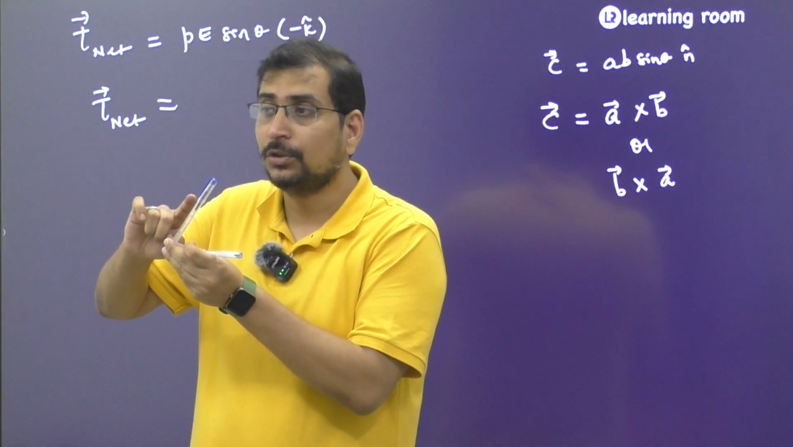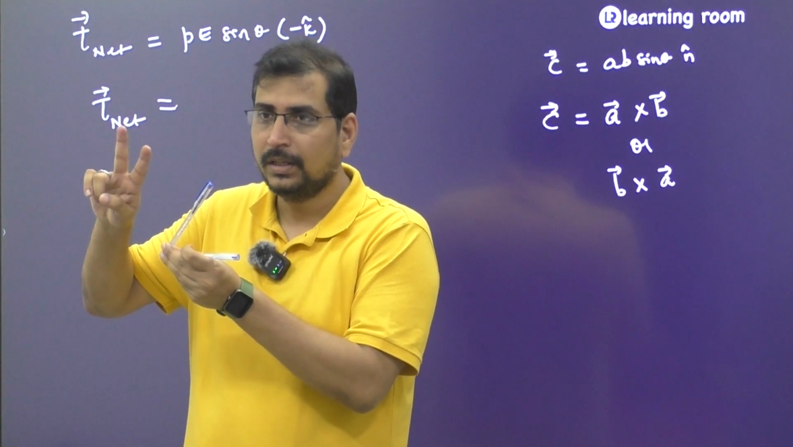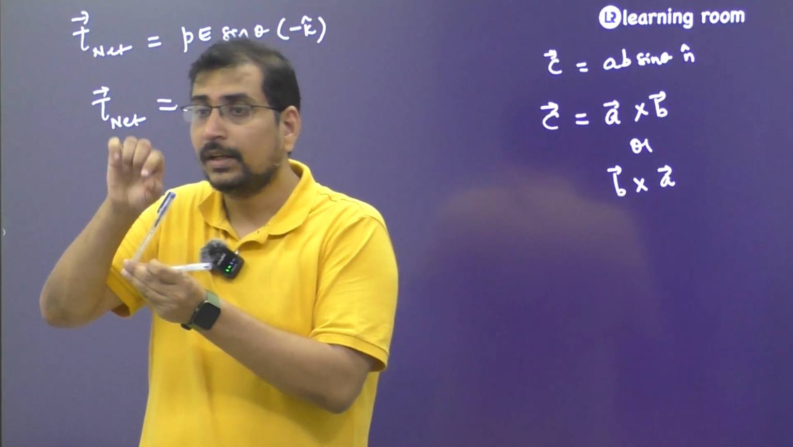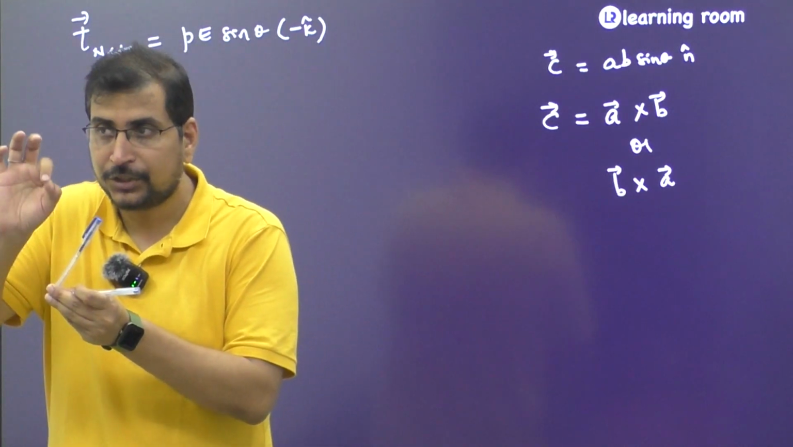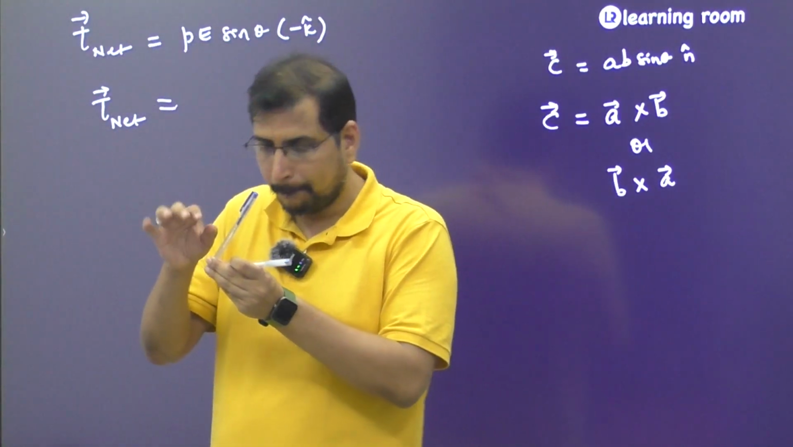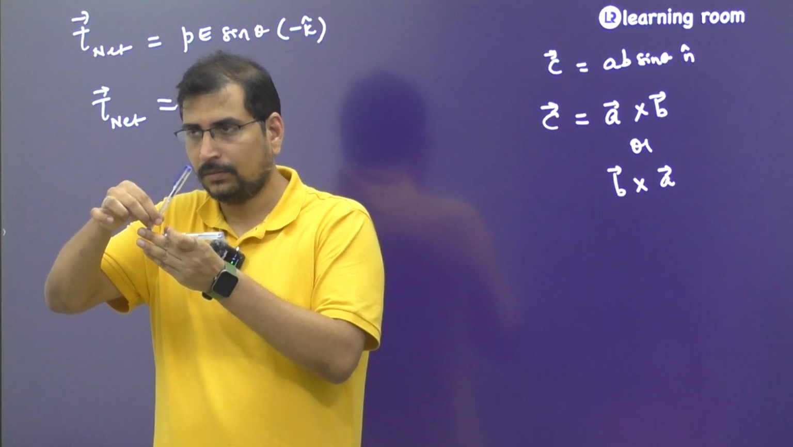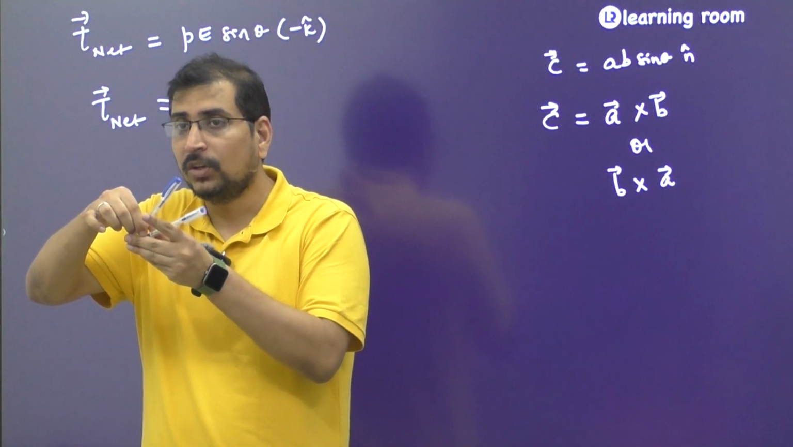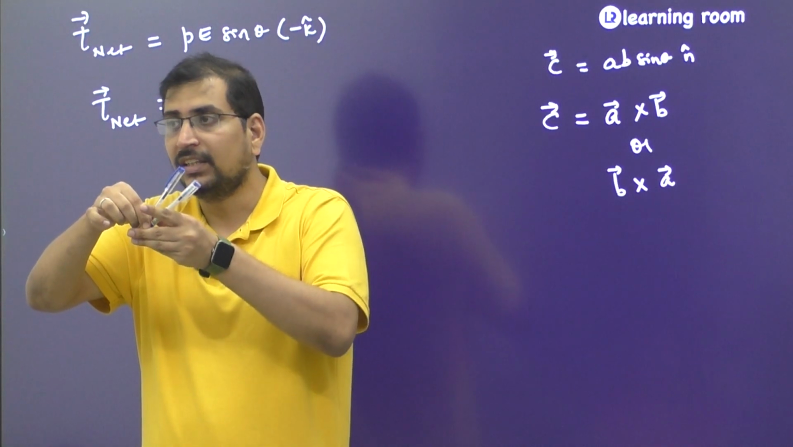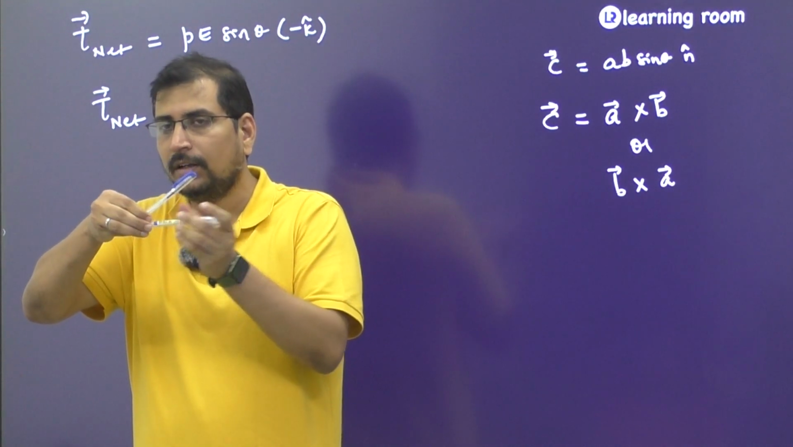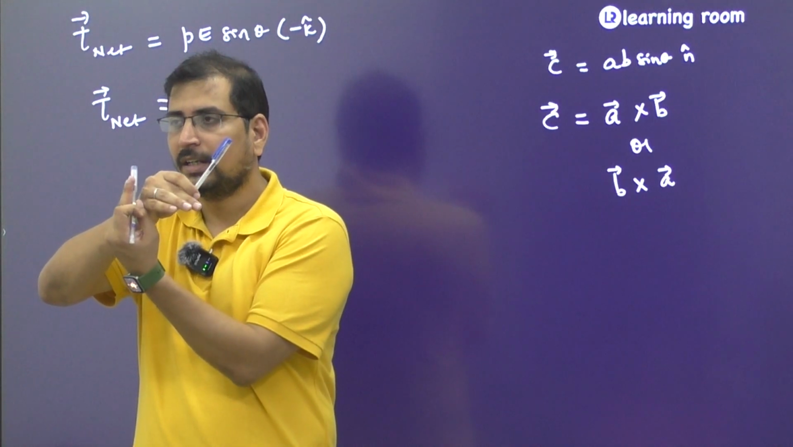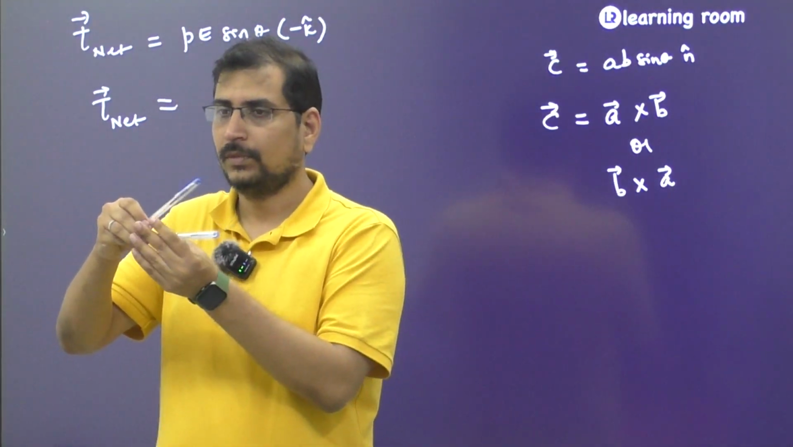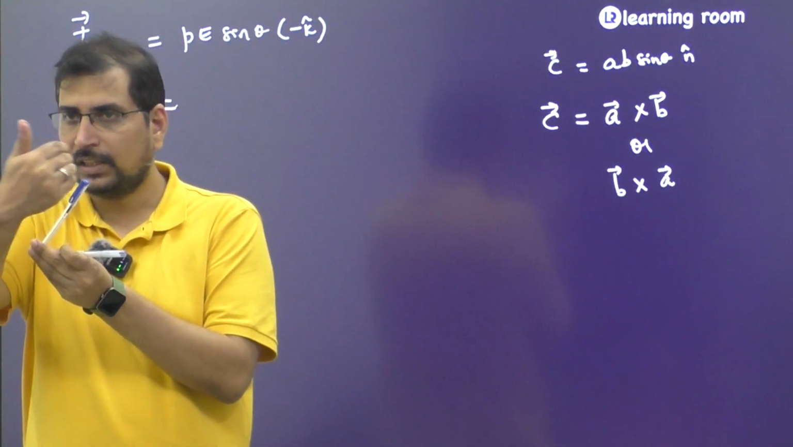You need to fix the direction of the second vector and rotate the first vector towards the second vector in the shortest direction possible. Meaning, if B is fixed, this is A, this is B, I need to rotate A towards B in the shortest direction possible. I can either revolve it like this or I can go like this and come like this. So, which is shortest, obviously according to you? The first one, so this direction is shortest, right?